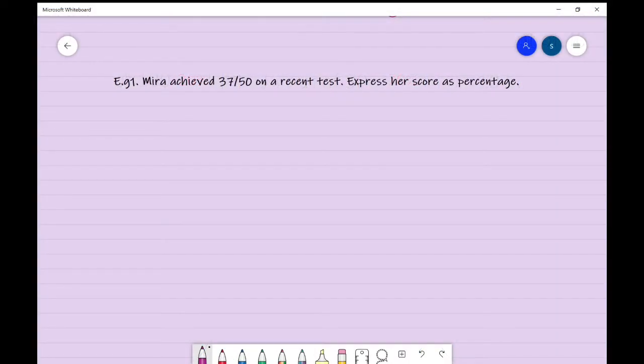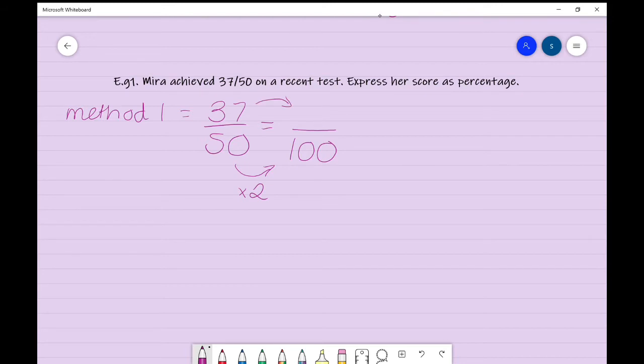Now let's have a look at some worded questions. Here we have a question. Mira achieved 37 out of 50 on a recent test. We want her percentage. Method 1, we use the same as we did before, converting our fraction into a fraction out of 100, timesing both denominator and numerator by 2 to get 74 out of 100, which is 74%.